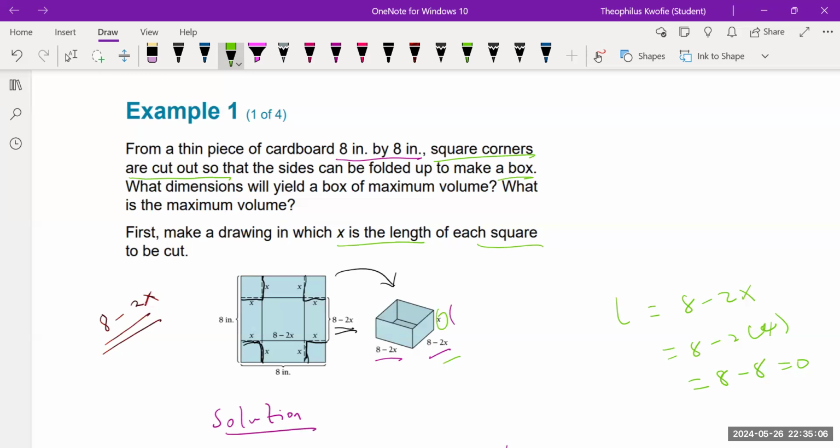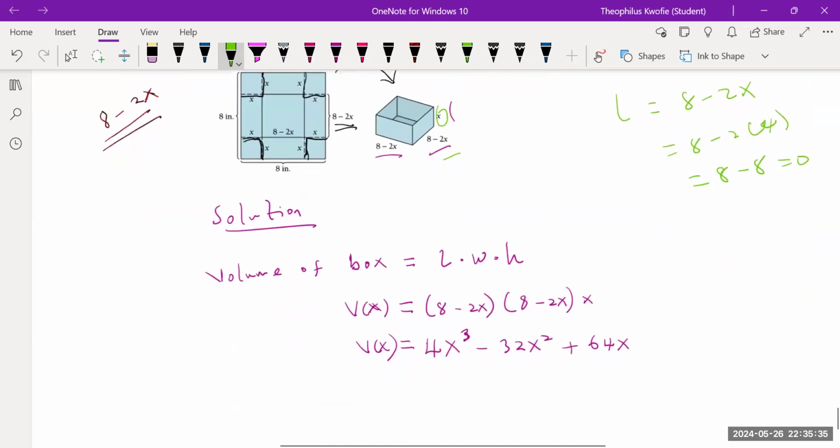Okay, so we have to make sure that x values are always within 0 and 4. Because if x is 4, it just means that we don't have any length and we don't have any width as well. Is that okay? Of which we don't want that. So we have to ensure that x values are between 0 and 4. Very good.